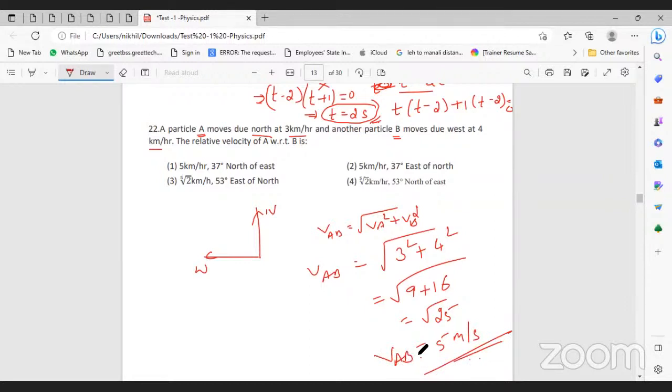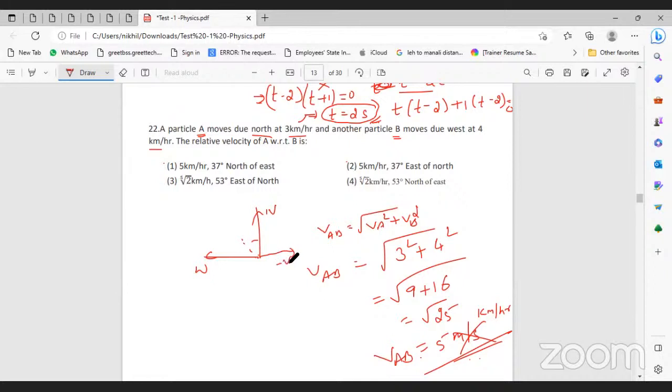5 meter per second. But here it is not given in meter per second, students. It is given in kilometer per hour. So you can tell 5 kilometer per hour. So either option A is correct or option B is correct. Then what about the direction? Now, since it is coming from north and east, the resultant should be north of east. North of east, because relative should be taken in the opposite direction, right?